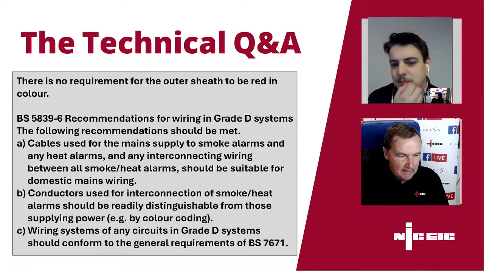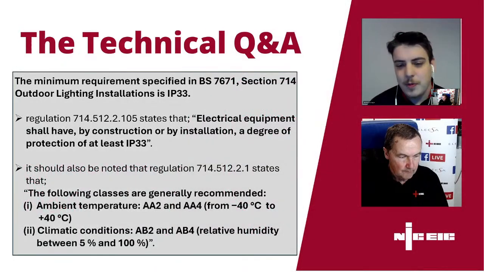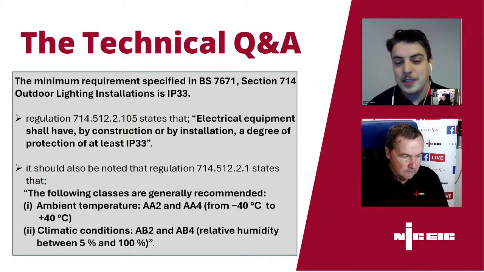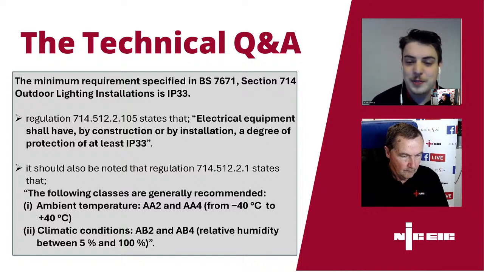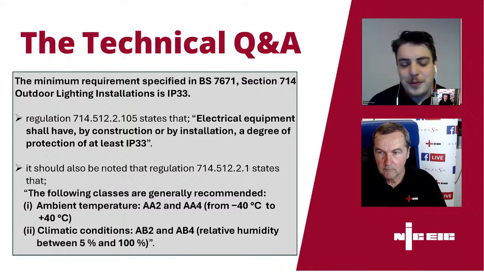Let's have a look at another one. So what IP rating is required for outdoor lighting? What are our thoughts there, James? Section 714 would say IP33, though section 714 actually excludes lighting to the dwelling connected to the internal wiring, but I think it's a very good rule to apply, would be IP33.